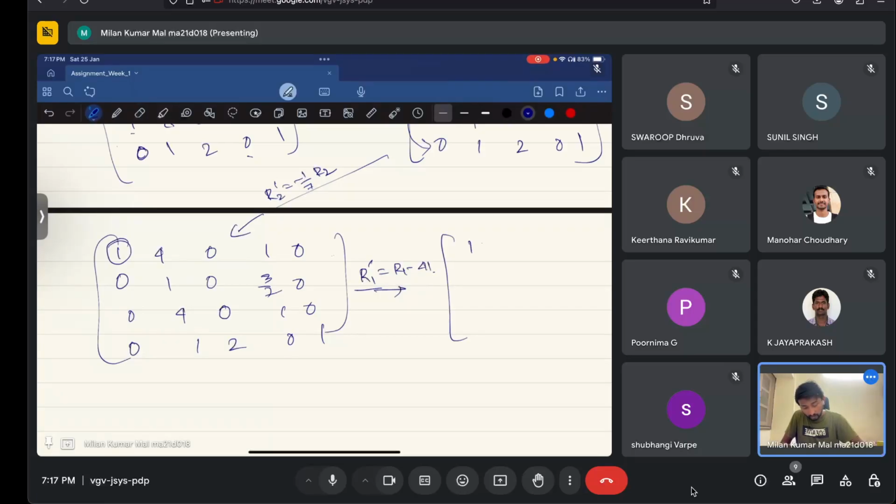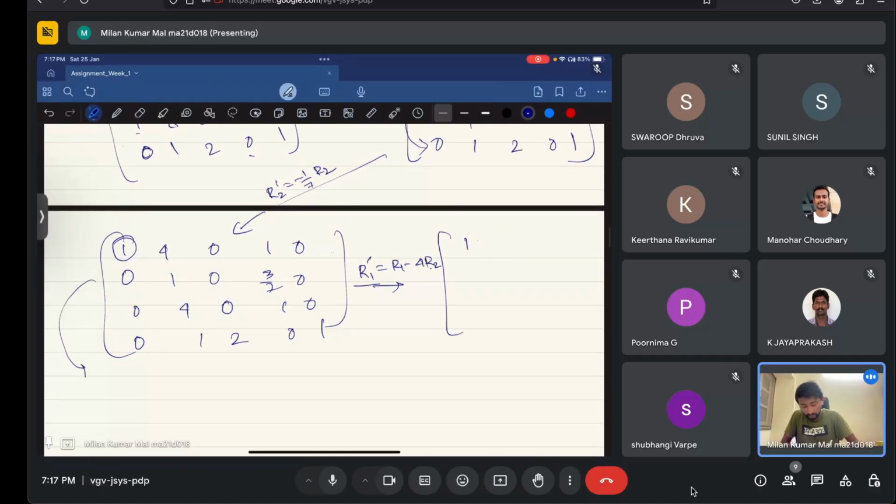Row 4, row 2. This is what we are doing. After multiplying, just for rough work, 0 4 0 4 3 12 by 7, this is the fourth row, this is the second row, and if we subtract it from row 1, what happens? 1, 4 minus 4 is 0, 0, 1 minus 12 divided by 7 will be minus 5 by 7, and 0. Yes, this will be 0, and the second is as it is.